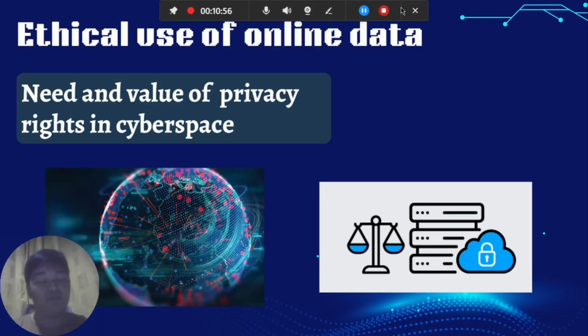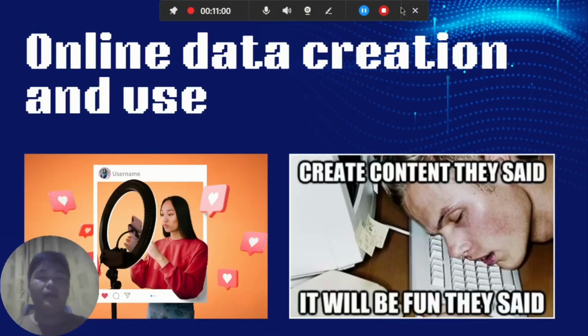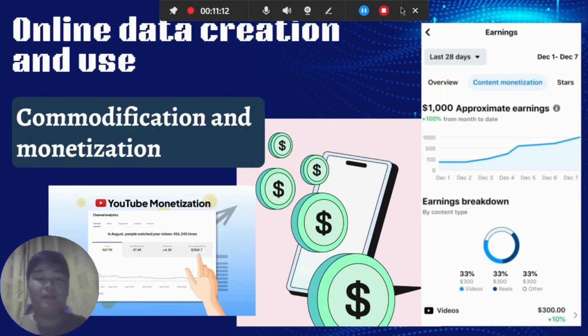So in cyberspace, we are all connected through the internet as one. Now lastly, the last privacy competency is online data creation and use. Online data creation and use involves being aware of the commodification and monetization of personal profiles and information. This focuses on understanding how personal data is being collected, created, and monetized online.